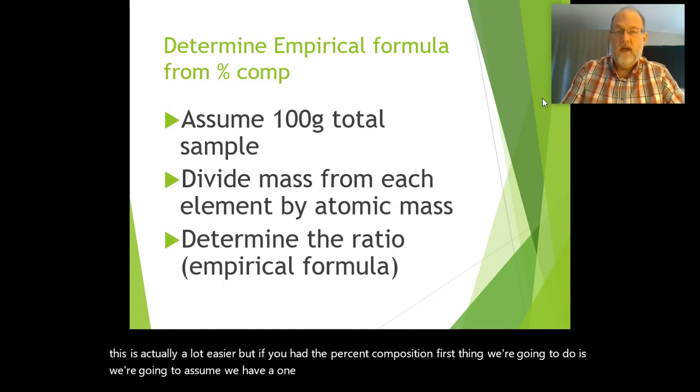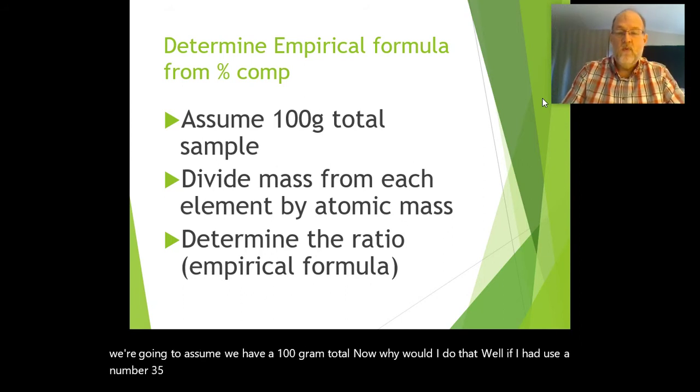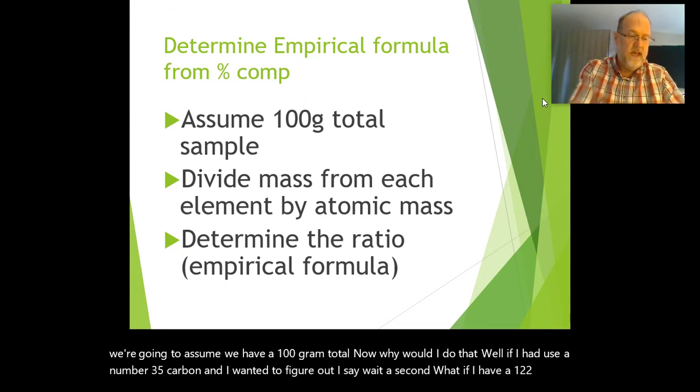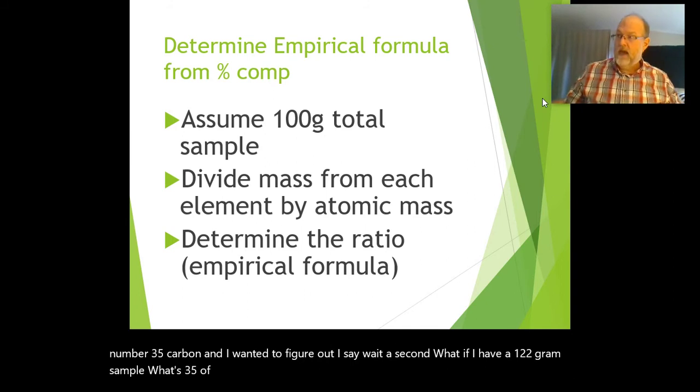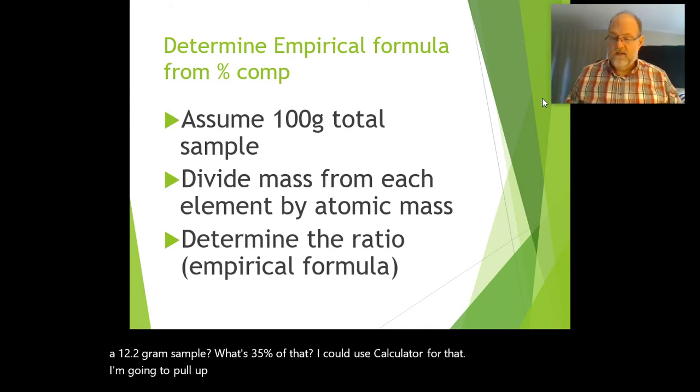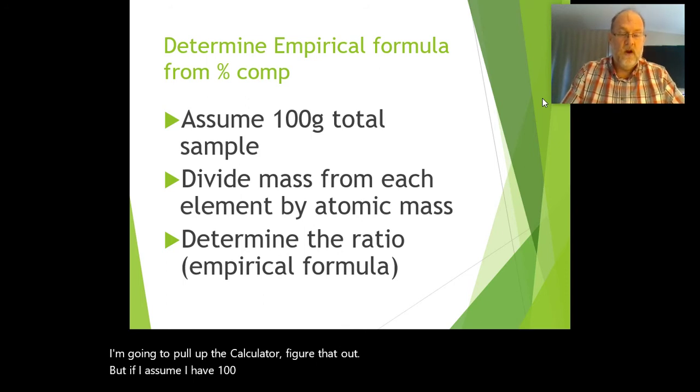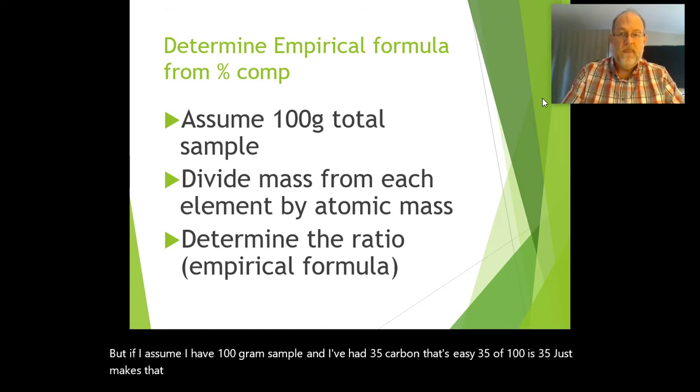Now, why would I do that? Well, if I had, I'll use a number, 35% carbon, and I wanted to figure out, wait a second, what if I have a 12.2 gram sample? What's 35% of that? I have to pull out the calculator and figure that out. But if I assume I have a 100 gram sample and 35% carbon, that's easy. 35% of 100 is 35. It just makes that first step of the math easier.